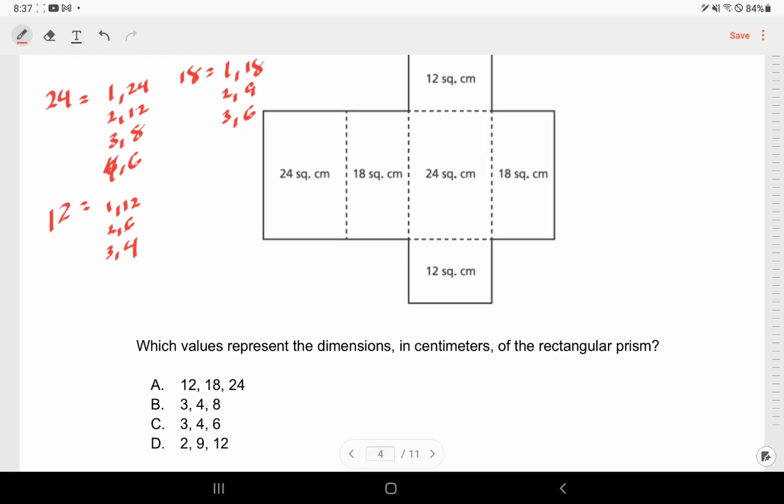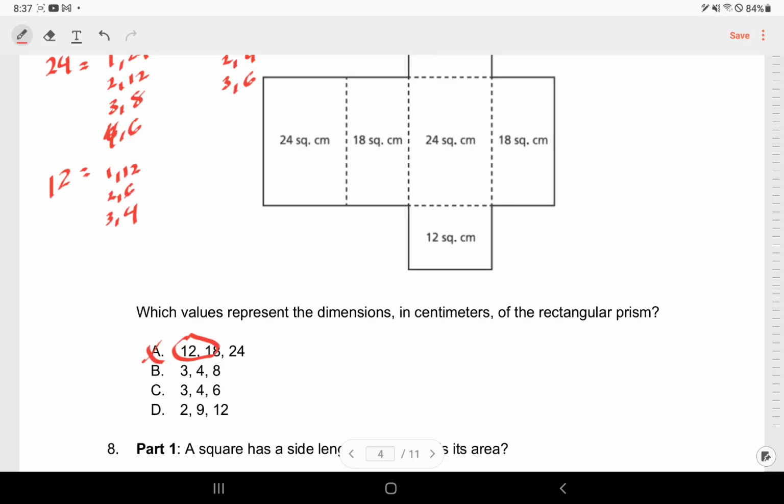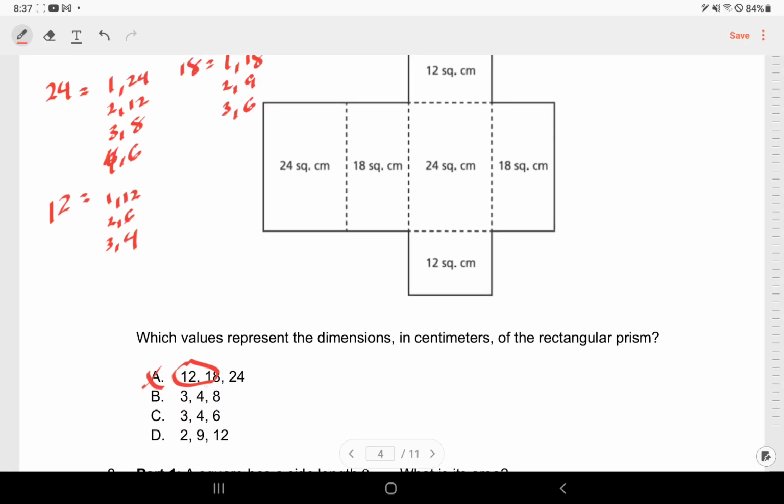So, well, if I look at 12 and 18, 12 times 18 isn't going to equal any of these numbers. So, goodbye. Well, 3 times 4 equals 12. 3 times 8 equals 24. Does 8 times 4 equal 18? No.